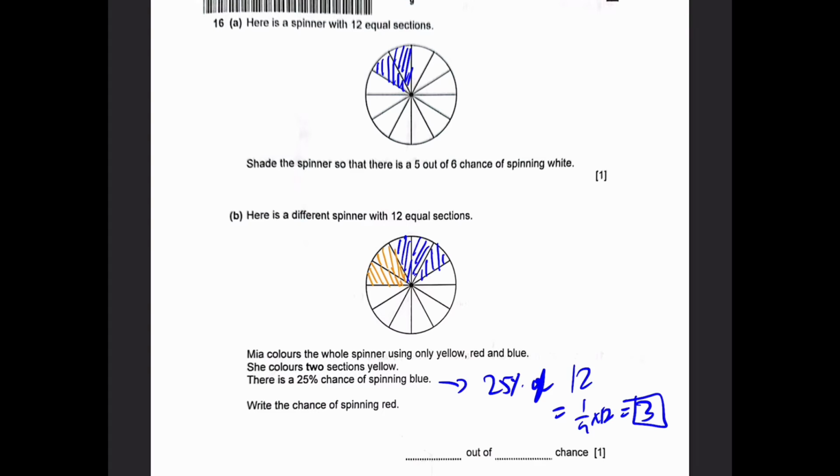There's 1, 2, 3, 4, 5, 6, 7 sections, right? So the chance of spinning red is 7 out of the total 12. That's the answer. Question 17. Draw a line to match all pairs of equivalent values. 0.25 and 1 by 4, 60% and 3 by 5, 0.06 and 6 by 100, 80% and 4 by 5. This is the only answer.